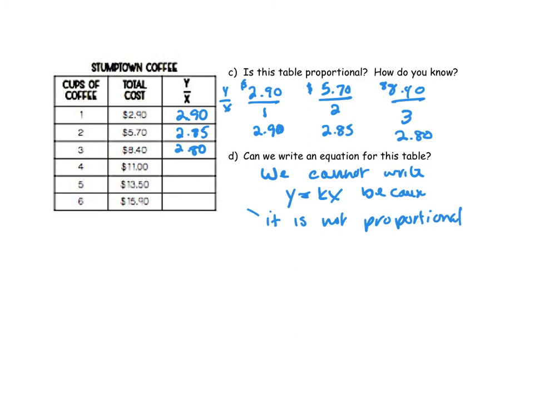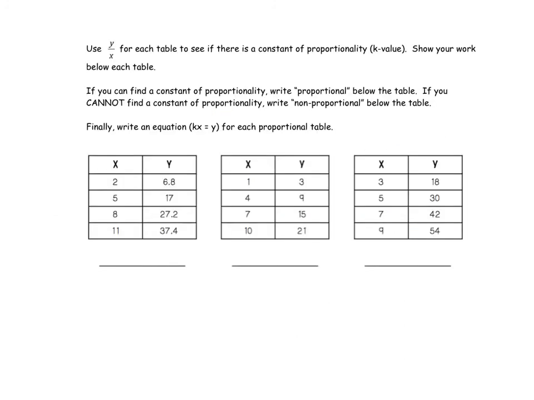So let's turn to the next page. So the directions say use y divided by x, or y over x ratio, for each table to see if there's a constant of proportionality or k value. Show your work below each table. So I've given you work below the table.